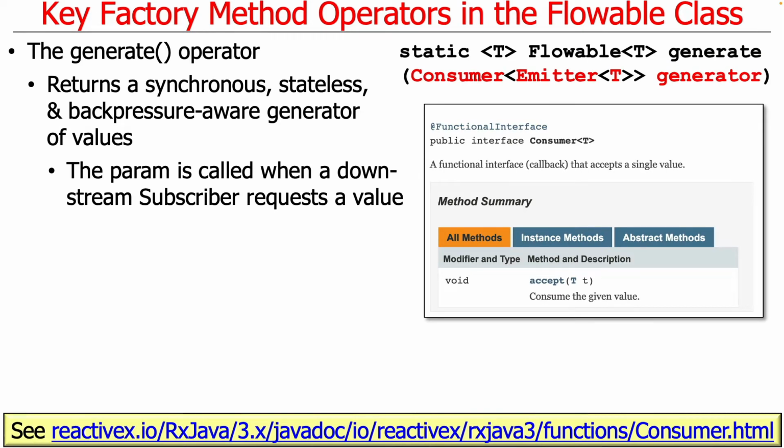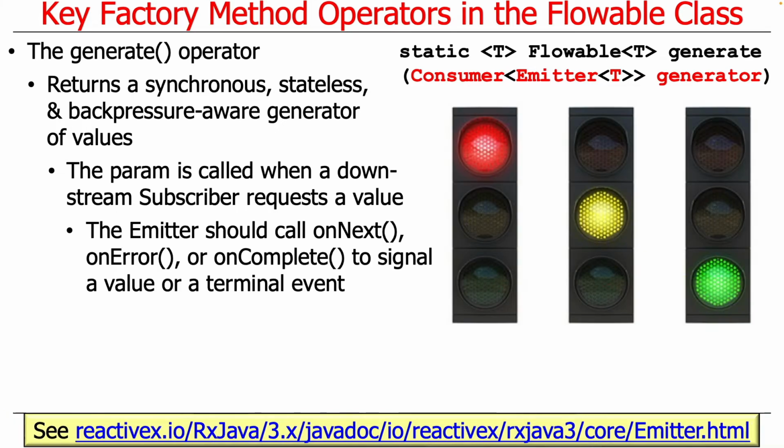The parameter that's passed here, this generator parameter, is called when a downstream subscriber requests a value. And we'll take a look at this in the example. It's a little hard to visualize till you see it put together, but it's pretty cool. And much as was the case with the emitter that we had for the create method, the emitter that we have here is going to call onNext, onError, or onComplete to signal a value or signal some terminal event.